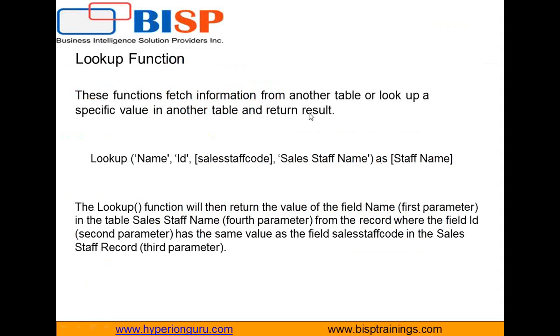So this function fetches information from another table or looks up a specific value in another table and returns the result. So the lookup function will then return the value of the field name, as you can see here, the value of the field name from this table, from the record we are doing the mapping from. So these two are mapping over here.